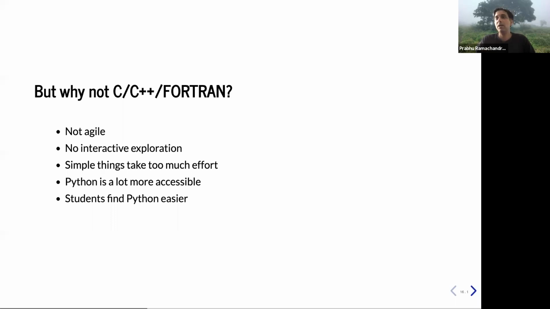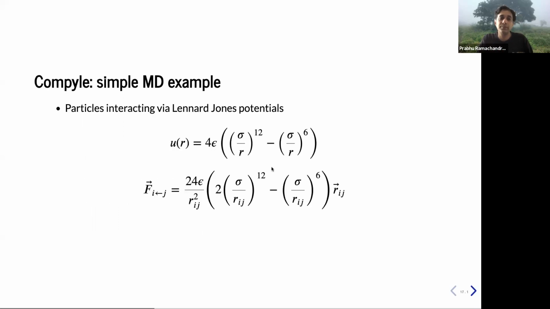And finally, it's very hard for us to pick an undergrad student, for example, and have the undergrad student do something meaningful quickly using a difficult programming language. They are much more proficient at doing something using something like Python. So this is a very important motivating factor.